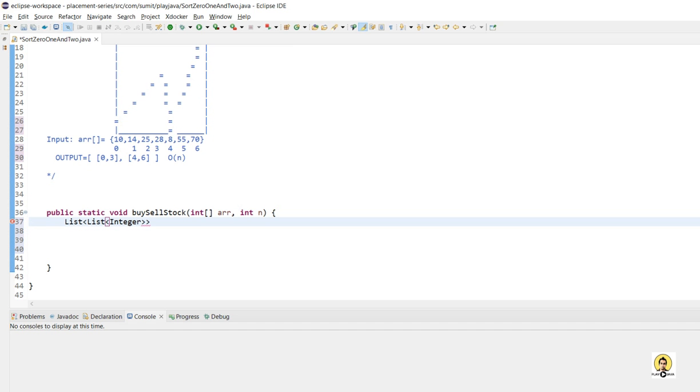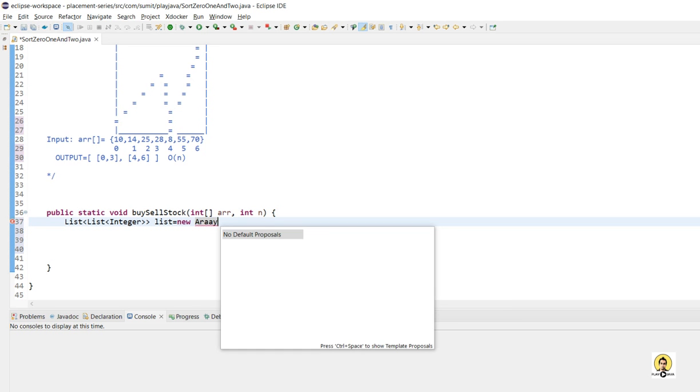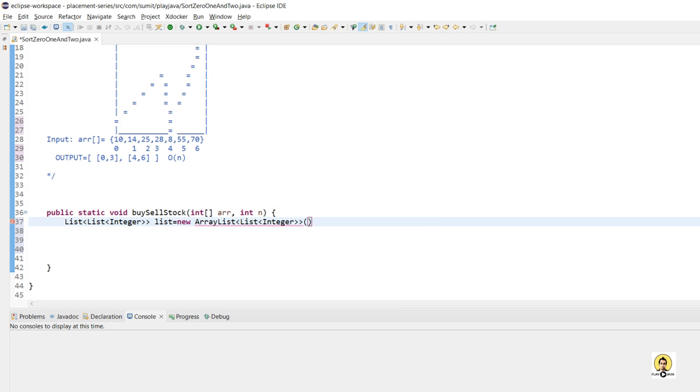and I will call it as main list. So it is a list, new array list. So this is the array list which we will be creating. So we don't require this, it will work here.